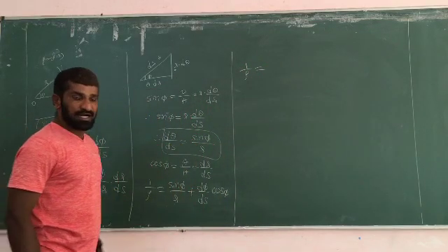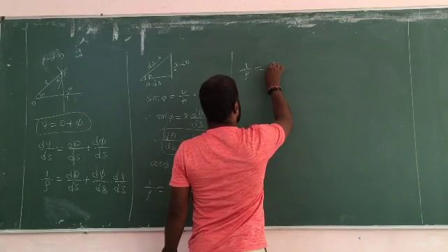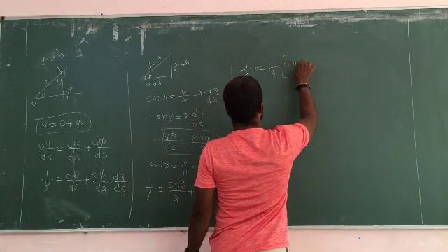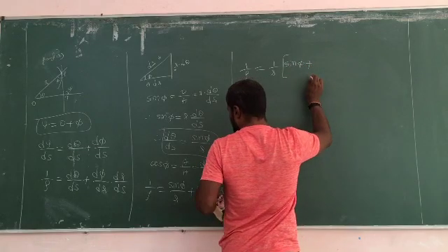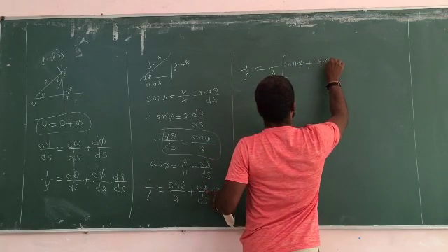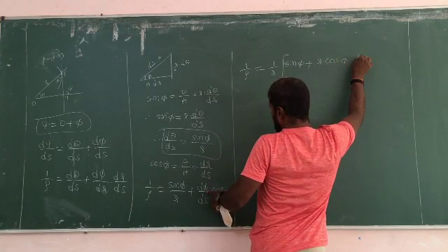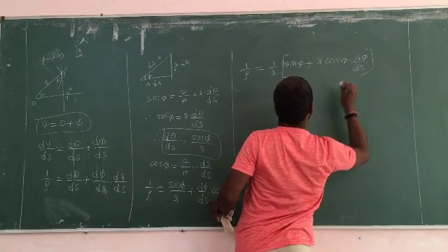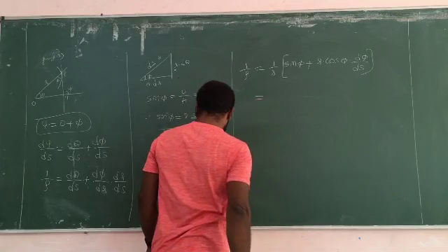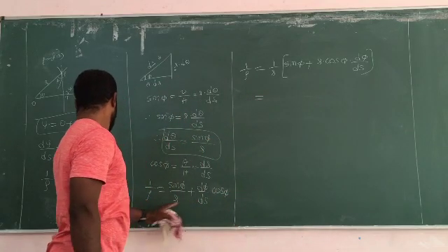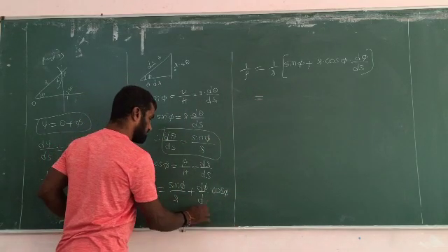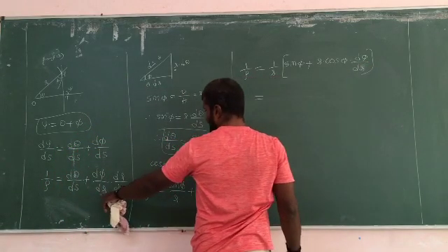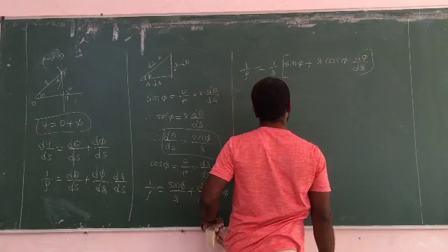So taking LCM r on both sides, taking 1 by r common, here sin psi remains, and taking common, here r into cos psi into d psi by dr remains. Isn't it? d psi by dr. Right? This is dr. So that's why it is dr.